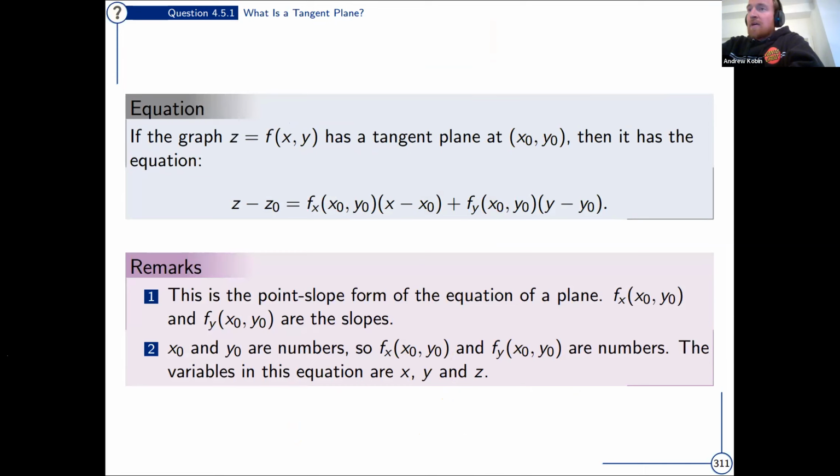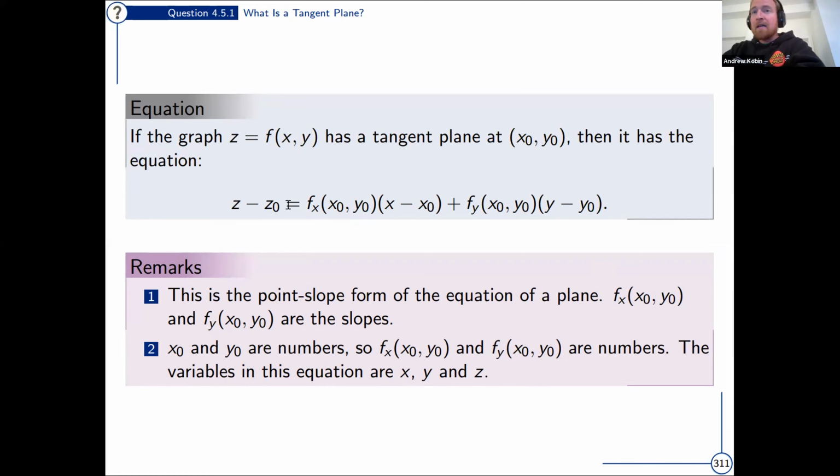To state things more algebraically, we're going to use the following formula for a tangent plane at a point x0, y0 in the domain of our function. So if the graph of our function has a tangent plane at a given point x0, y0, then the equation of this plane reads as follows. Now, this is an equation involving x, y, and z. All of the z0, x0, and y0 values are actually specific numbers that we would plug into this equation, and the only variables left over are x, y, and z. So that was just a preface before I read the equation, but now here it is.